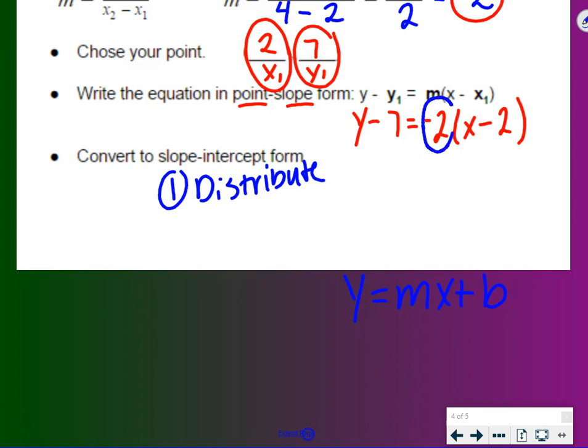So take the number outside the parentheses, give it to both numbers inside. If we struggle with distribution, you're going to need to practice. We multiply both times. Negative 2 times x is negative 2x. Negative 2 times negative 2 is positive 4.